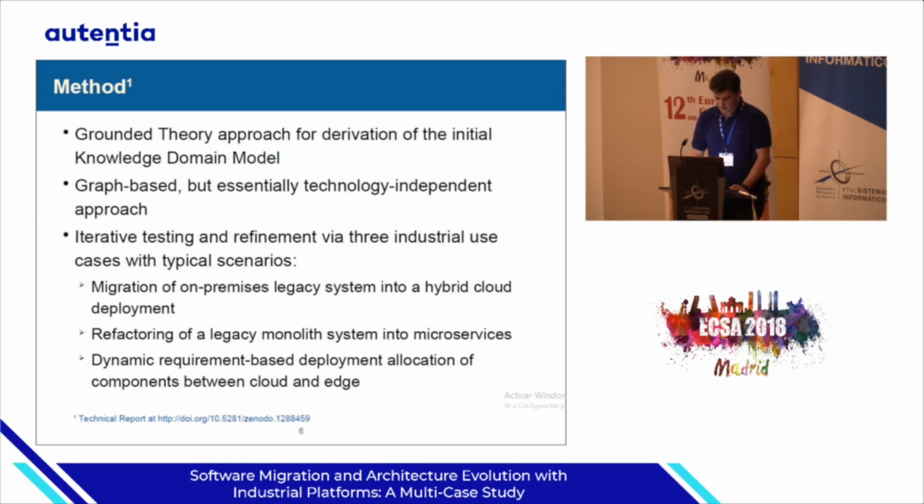And we tested this model iteratively and refined it step by step through using it in 3 industrial use cases from Siemens. The first one was a migration of an on-premises legacy system into a hybrid cloud deployment. The second was the refactoring of another legacy monolith system into a microservice-based architecture. And the third was a dynamic requirement-based deployment allocation of components of a system between the cloud and the edge.